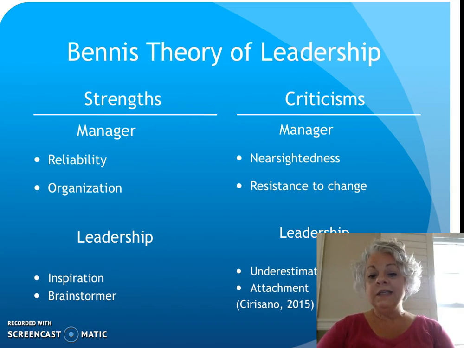The other thing is underestimation. Some of the criticisms they may face is underestimation. They may not know how to make it work. They may have great ideas, but they don't really understand all the pieces that need to go together to make the project work and to get it where it needs to be. And the other piece is attachment. They really just don't want to let go of that pet project. They're going to get it done, by golly, or else. And so that can be a little difficult at times.